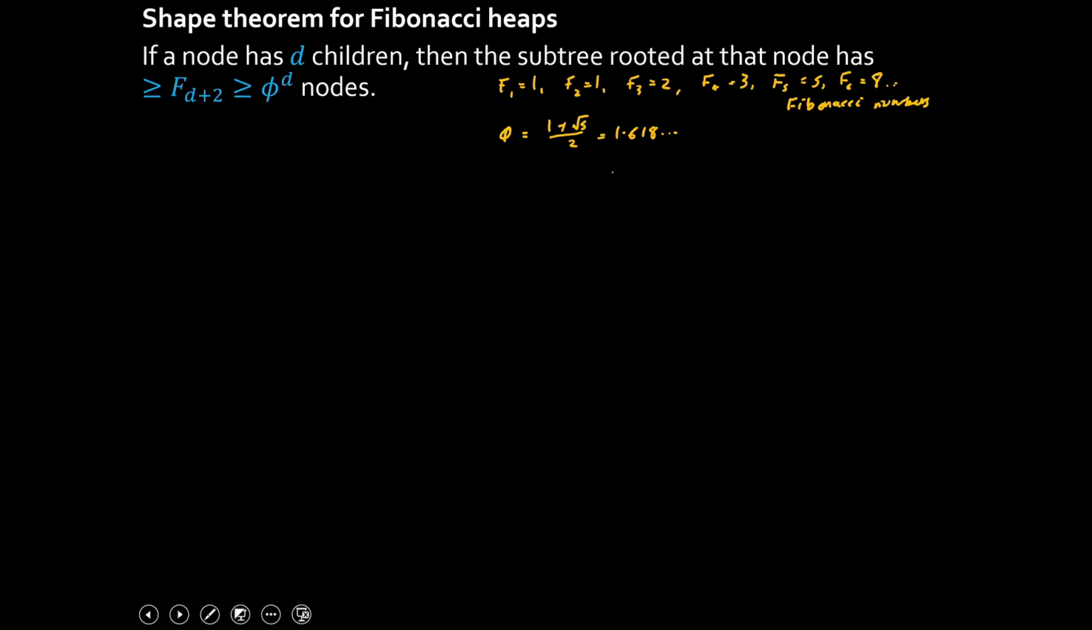In this theorem, the second inequality, the fact that the d plus second Fibonacci number is at least phi to the d, that's just pure maths. You can look it up on Wikipedia and try it. Pure algebra. We're not going to bother about analysing it here. What's interesting for us is the first part of the theorem, which is a statement about the operation of the Fibonacci heap. Before we go on to prove it, let's just look at an illustration.